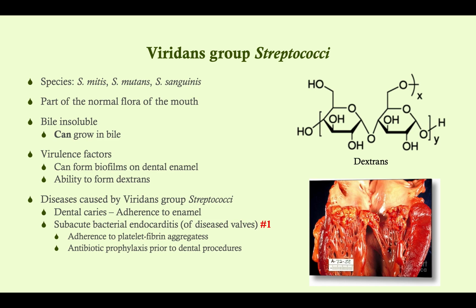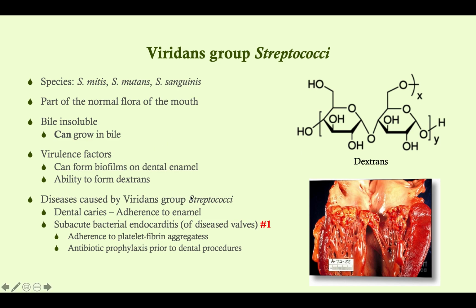There are a couple important virulence factors. First of all, Viridans group strep can form biofilms on dental enamel, and biofilms are just colonies of bacteria that are linked together by polysaccharides and gelatinous material, basically, that allow the colonies of bacteria to be resistant to immune cells or to antibiotics. And so this is a virulence factor because it allows the bacteria to create colonies and then cause infections. Viridans group strep also has the ability to form dextrans from glucose and sucrose. And so that is important because it allows it to become adherent to different things.